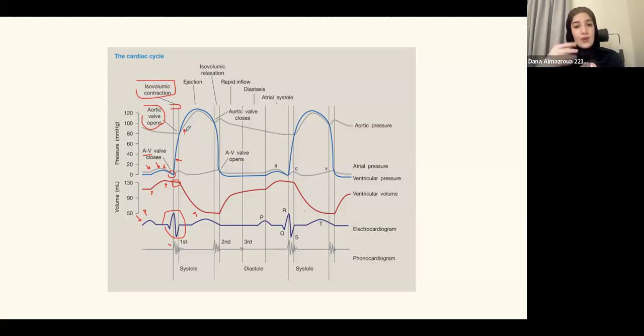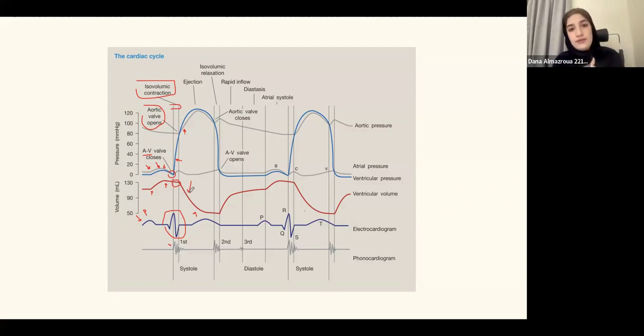And the aortic pressure is increasing because it's now taking blood. The aorta is now receiving blood, so obviously the pressure within the aorta would increase. Now, if you look at the ventricular volume at this point, you're going to see that the volume is decreasing. Why is that? Because now blood is moving from the ventricles to the aorta. So the ventricles are now losing the blood, or ejecting the blood, to the aorta. So the ventricular volume would start to drop, drop, drop.